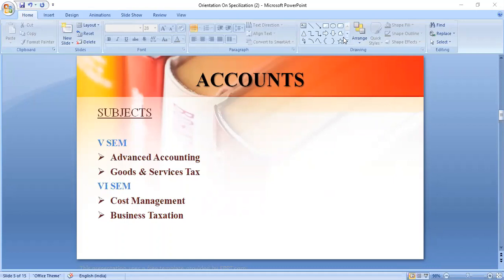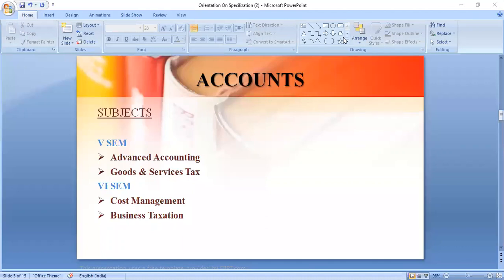Okay. Then the last paper is business taxation. This paper is a continuation of your GST, that's goods and service tax. Both these papers talk about indirect taxes. Now, what is indirect tax? A tax which is charged on goods and services is called indirect tax. In your business taxation, you will learn about all those indirect tax provisions which were not covered in your GST. Other than that, you will also be learning how firms and companies are assessed for income tax purposes.